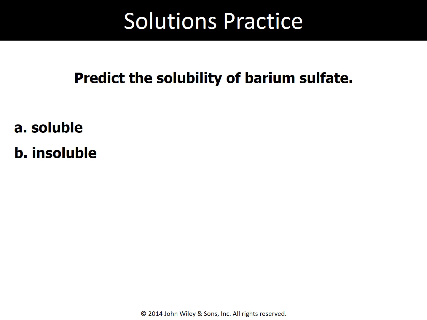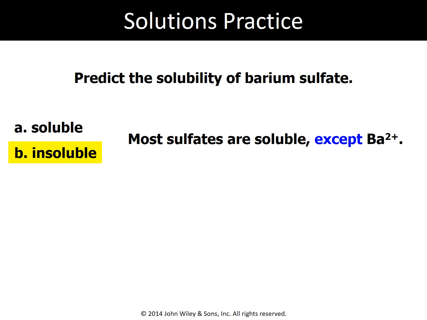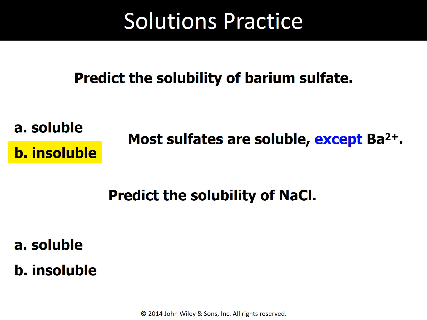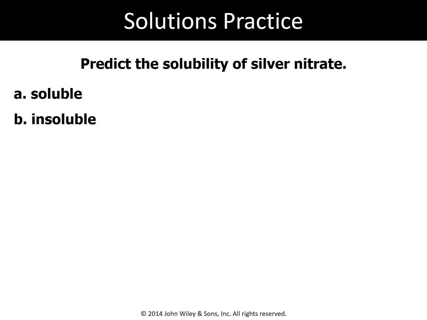Let's go over these. If we predict the solubility of barium sulfate, we know it would be insoluble because most sulfates are soluble except our barium one. Predict the solubility of sodium chloride. We know this is table salt, so this one's going to be soluble. Try and work on this one. Pause the video now.